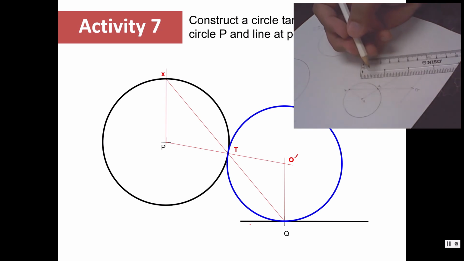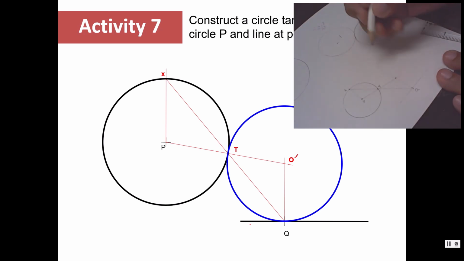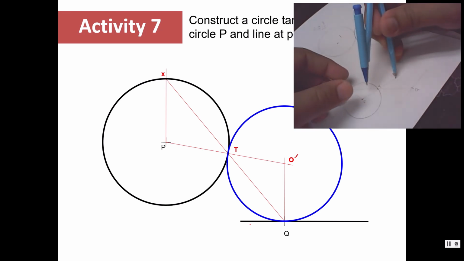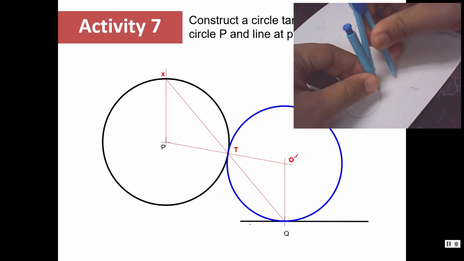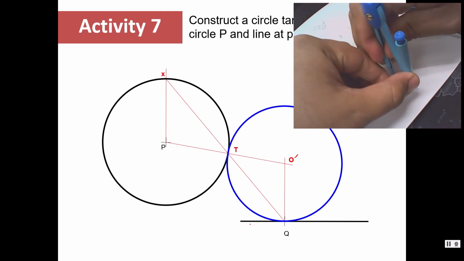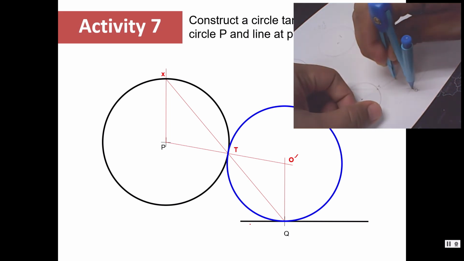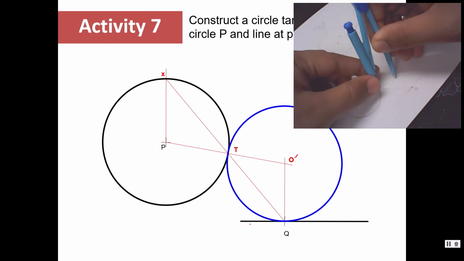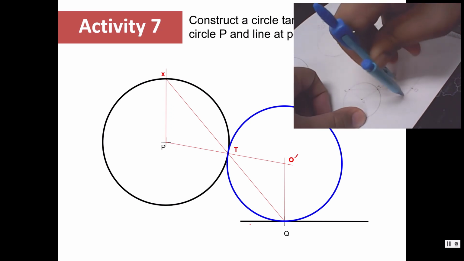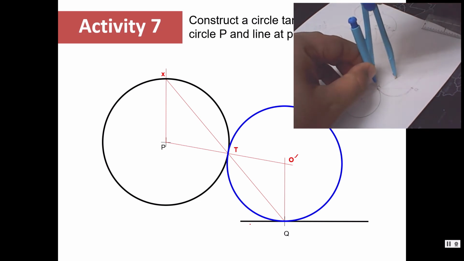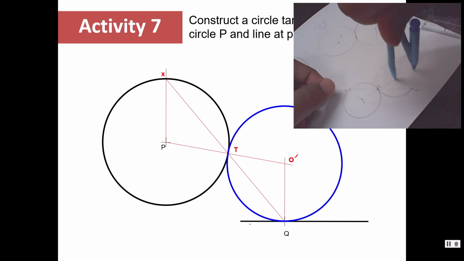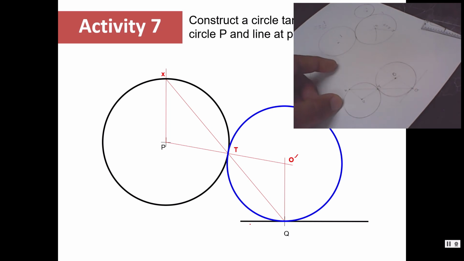Okay, so now we have this point as point O, and this point O will be the center point of the circle that we want to draw, and the circle distance, the radius, will definitely have the same distance from O to Q or to T. Okay, so we're going to draw a circle from point O that is going to touch T and also Q. So this is the circle that we want. Okay, so that's activity 7.